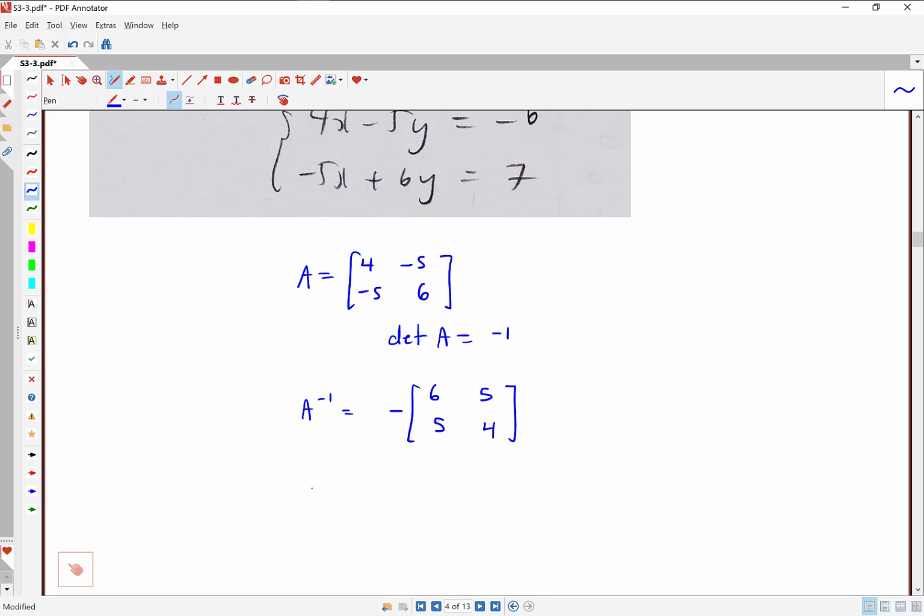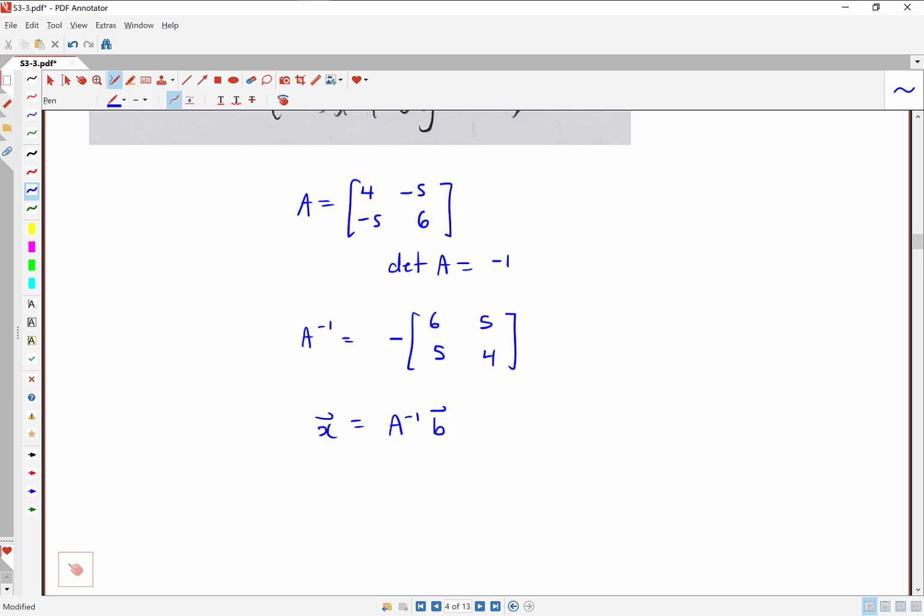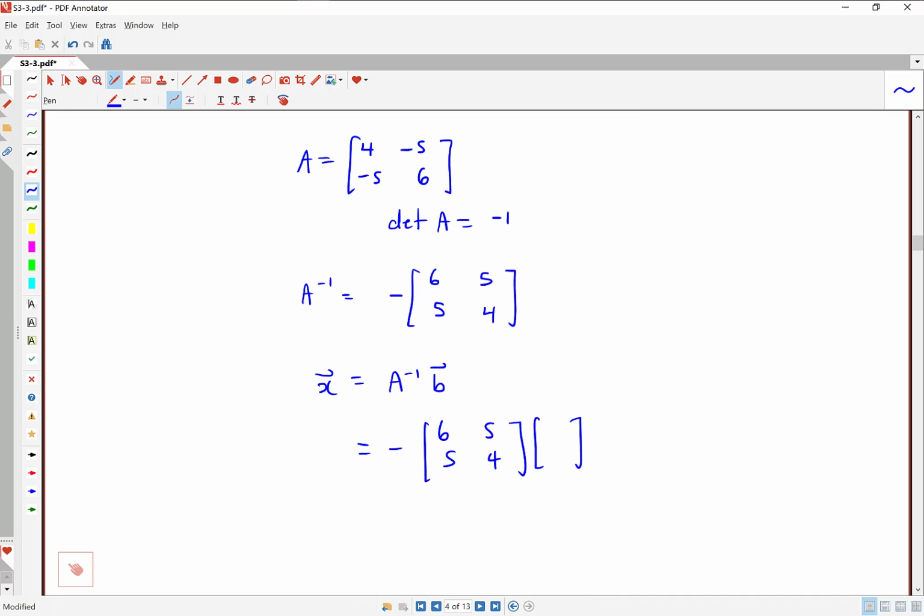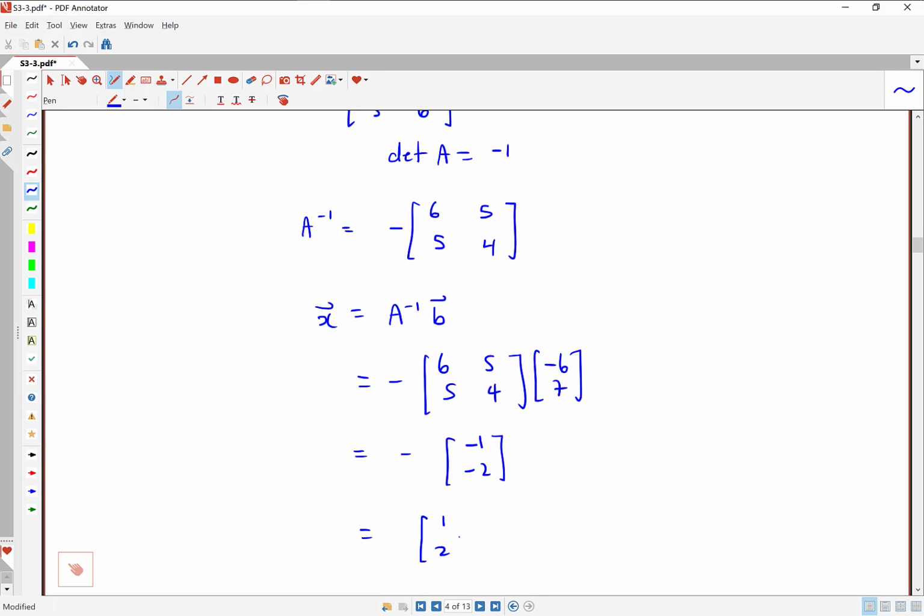Okay, now here comes the key idea from our fact. To solve the system, we're going to use the formula X equal A inverse times B. So we're going to take this inverse matrix that we just built, and we're going to multiply it with B, which are the constants from our original system. So that was -6 and 7. We're going to do our usual matrix multiplication, and we'll have our solution. So we're going to have -36 plus 35 is going to give us -1, and then -30 plus 28 is going to give us -2. This is really the vector 1, 2.